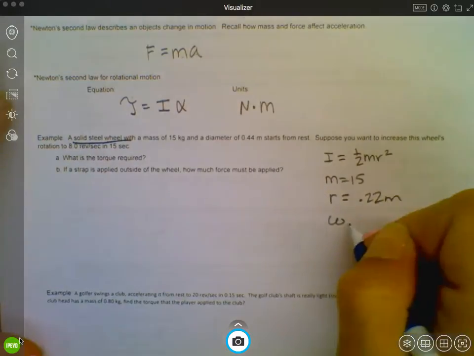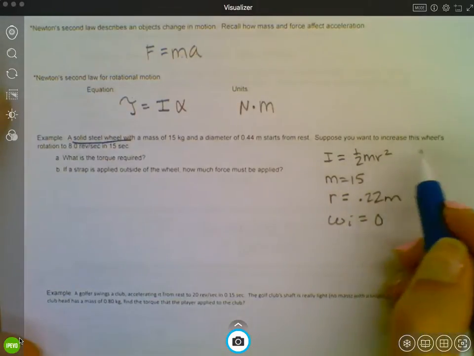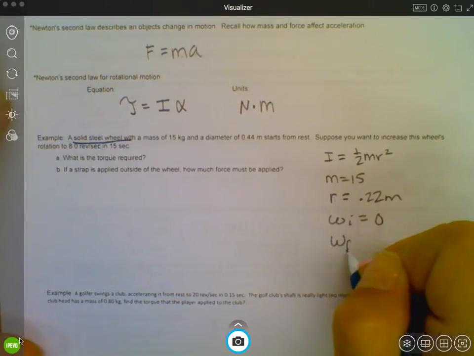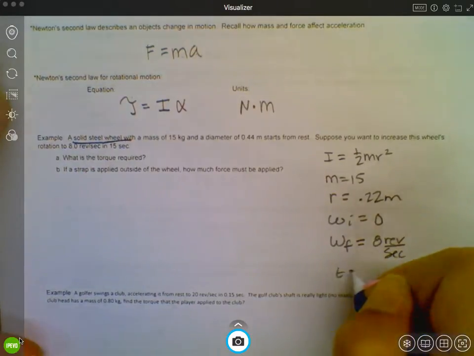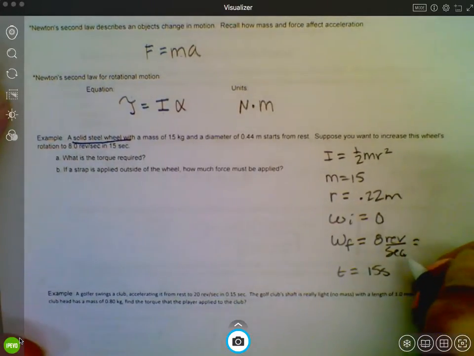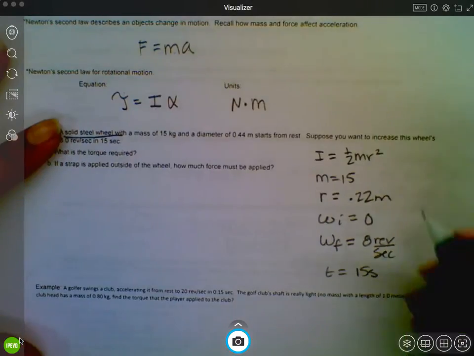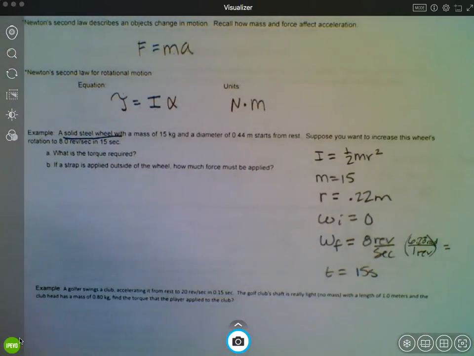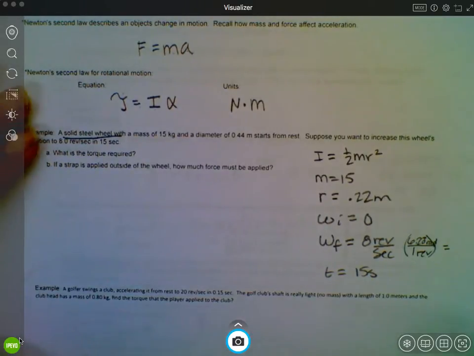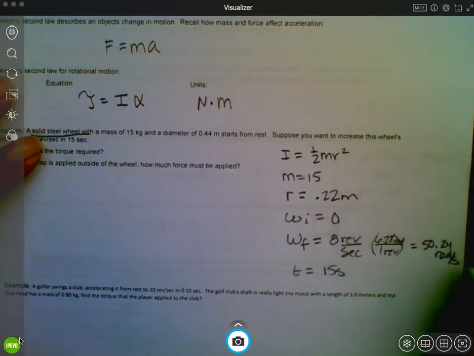It starts from rest, so initial velocity is 0. Okay, remember we're using angular. Suppose you want to increase the wheel's rotation to, so this is the final rotational speed, 8 revolutions per second in 15 seconds. Now I'm going to change this to radians per second because I don't like having revolutions. So in order to do that, 1 revolution is 6.28 radians. So I'm going to multiply, and I'm going to get 50.24 radians per second. Okay.